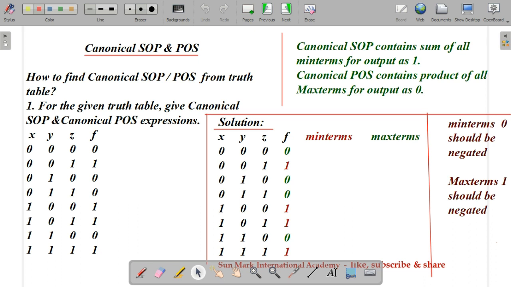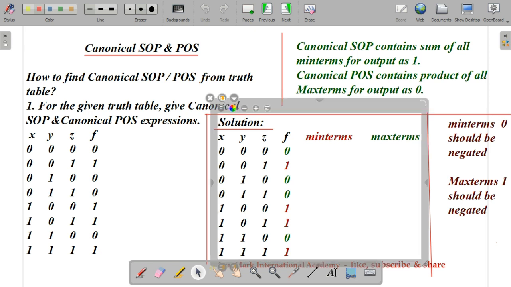So first of all, draw the same truth table: X, Y, Z and the output F, which is given in the question. We write it here and just add two more columns, minterms and maxterms. We need to find whether each row is a minterm or a maxterm.